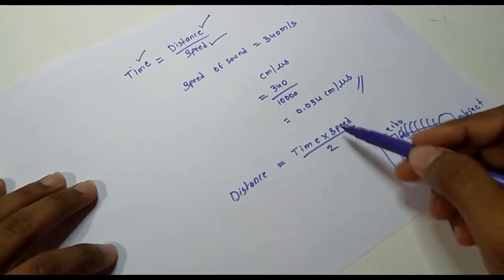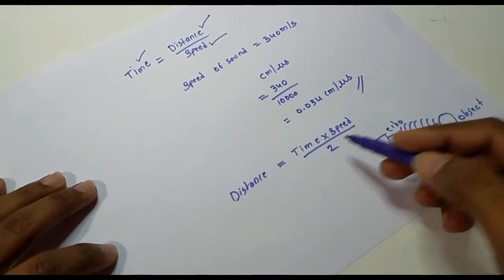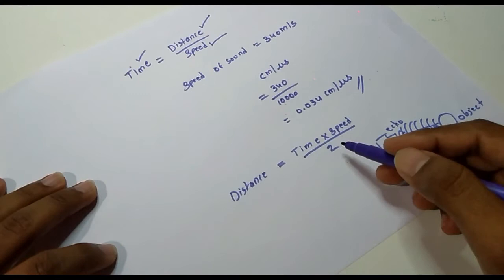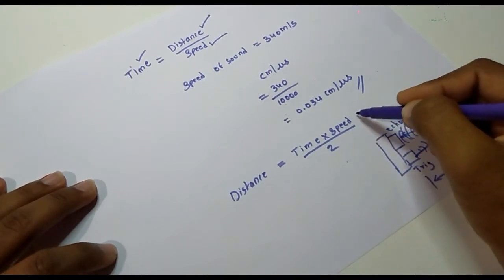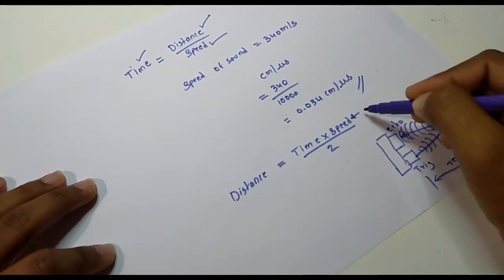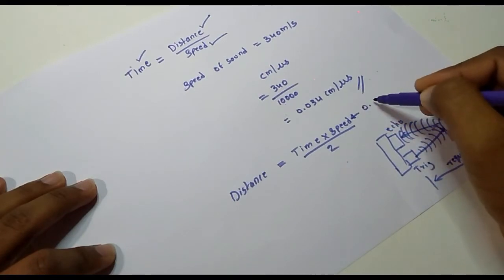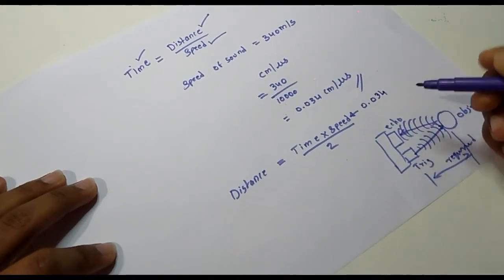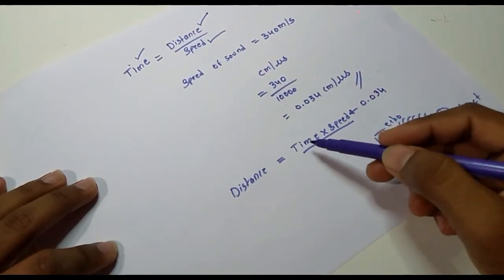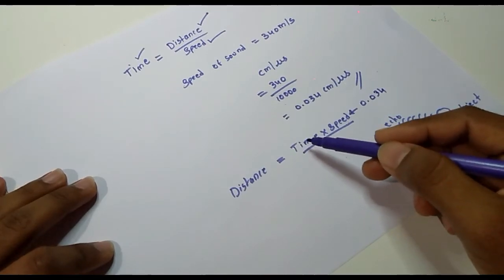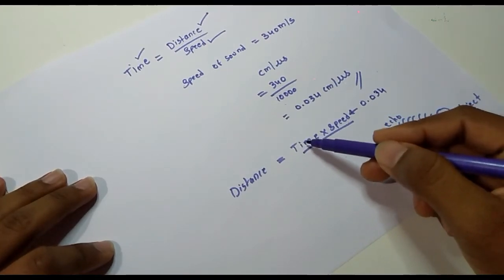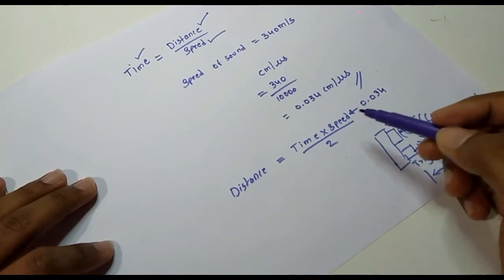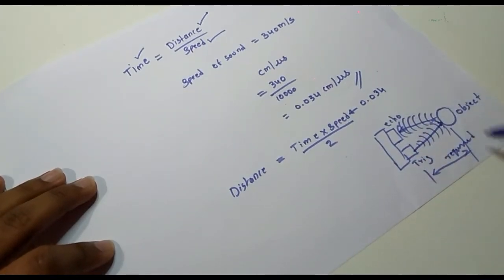So we will use this formula in the program. In the place of speed, we will put the value 0.034, and time is what we have declared in the program as duration, divided by 2. So that's it.